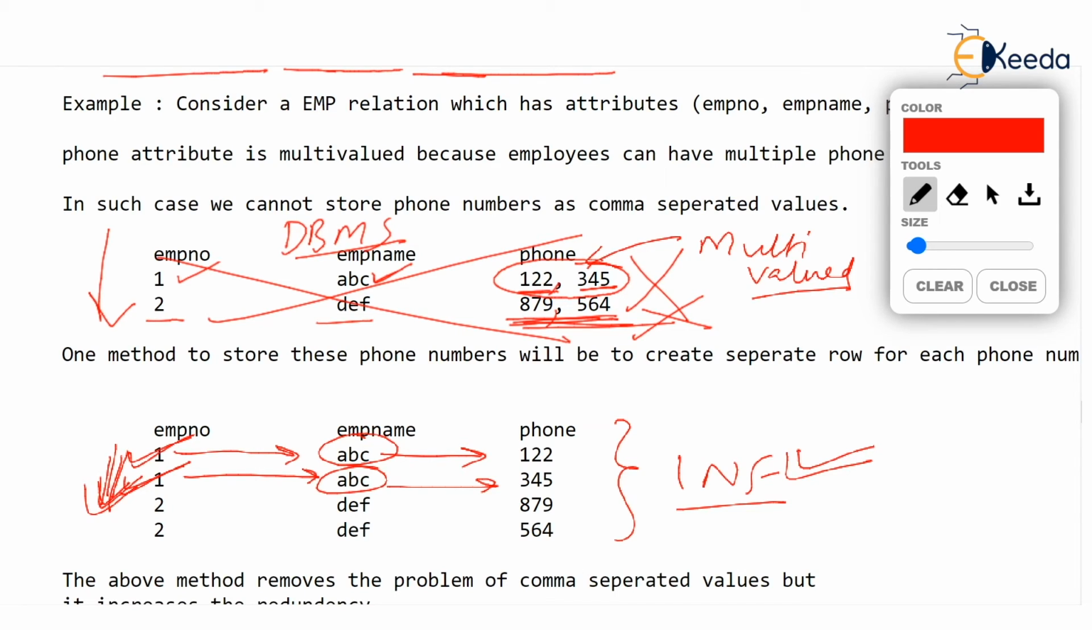We call such tables flat tables also. Just remember this word: the table is flat means every attribute is atomic and the table is in first normal form. But there is a huge amount of redundancy.